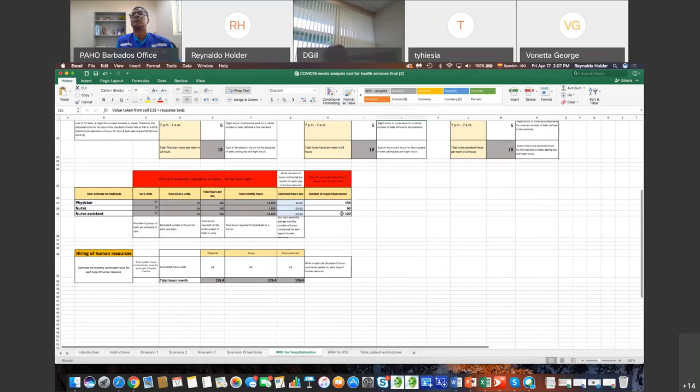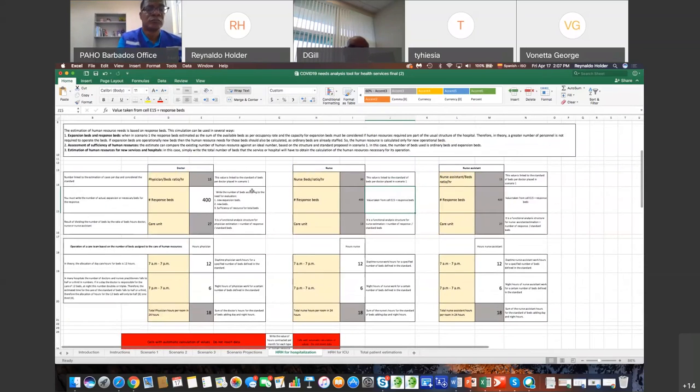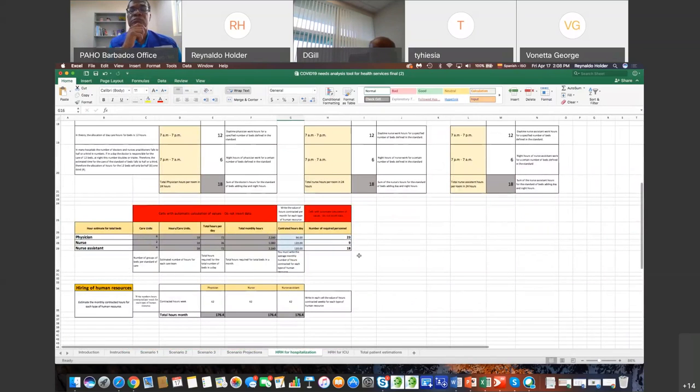So with this calculation, now we know the amount of personnel that will be required to cover the expanded services once the number of beds for expansion and the total number of beds for the response are agreed on, which in this case is 400, which is very high. This will work better if we looked at something closer to what was in the previous example, which would be 60. You see the numbers have changed automatically, and also the calculation has changed.